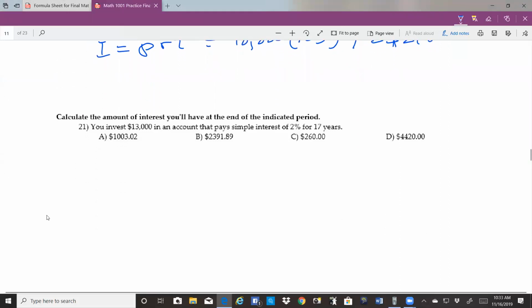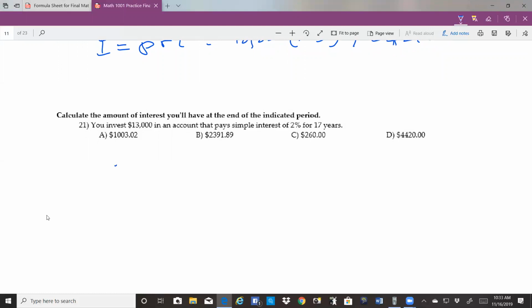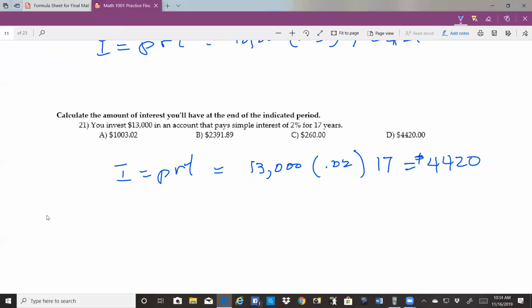The next problem is basically identical. I equals PRT, still simple interest, with $13,000 times 0.02, which is the rate. 2% times 17 equals $4,420. So the answer is D.